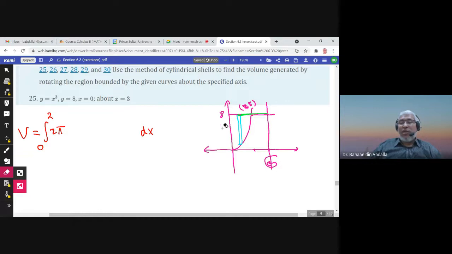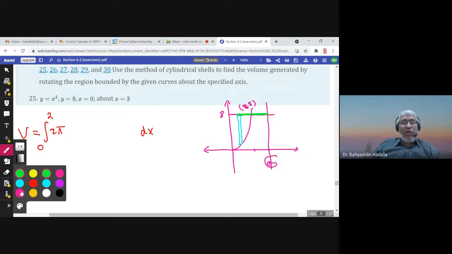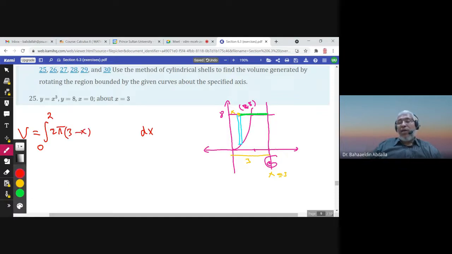Always try to imagine this distance. So how do we find this green distance from here to here? I know that the distance from here to here is 3 because this is the line x equals 3. And here, this distance is x. So 3 minus x would be the radius of this cylindrical shell.